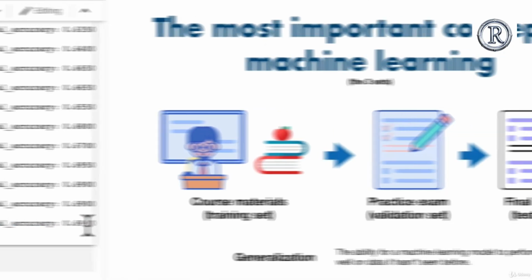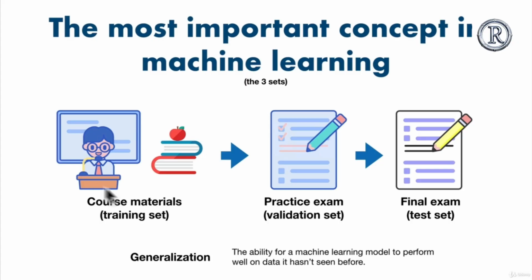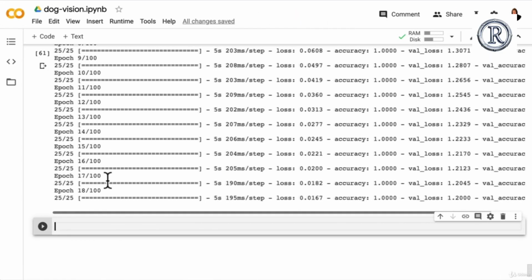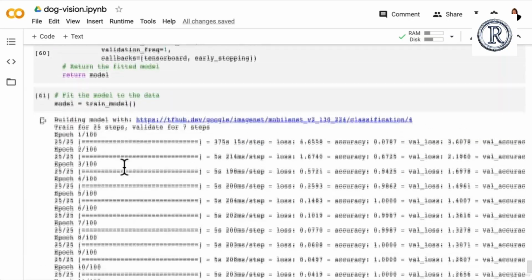So if we come back, it's like our model has memorized the course materials rather than the problem-solving principles of those course materials, and it's struggling to adapt to a data set it hasn't seen before, aka a practice exam or our validation set. So right now our model has a poor ability to generalize. Whew. So I think that's enough for one video. That's a lot of excitement.